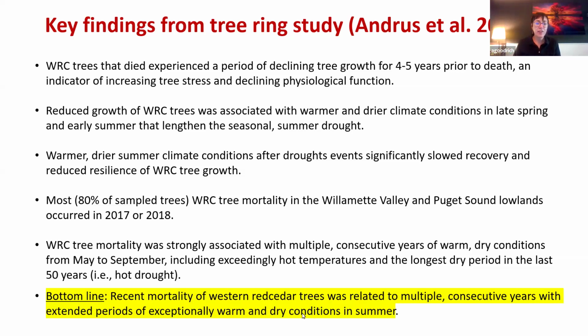So the bottom line of this study is essentially that the recent mortality of Western red cedar trees was related to multiple consecutive years with extended periods of exceptionally warm and dry conditions in summer.